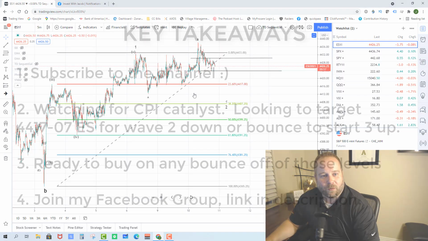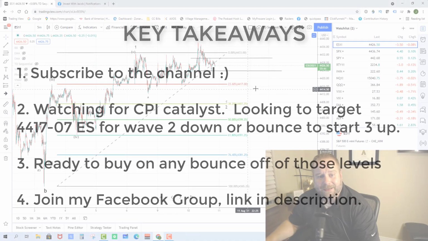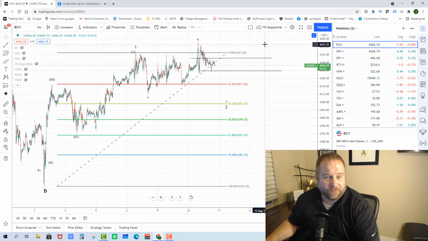All right, guys, key takeaways for today. We're watching to see how this plays out off the CPI data, if they're going to take it down and bounce it up in wave 3, or if they're going to trade it sideways and then on the CPI data bring it down in wave C and bounce it where we can hopefully buy. Again, our parameter low is 4,400. Our parameter high is 44.43. A break of either of those levels signifies a strong move in that direction.